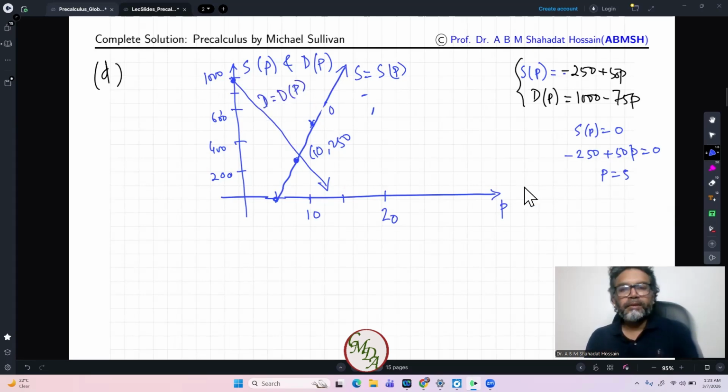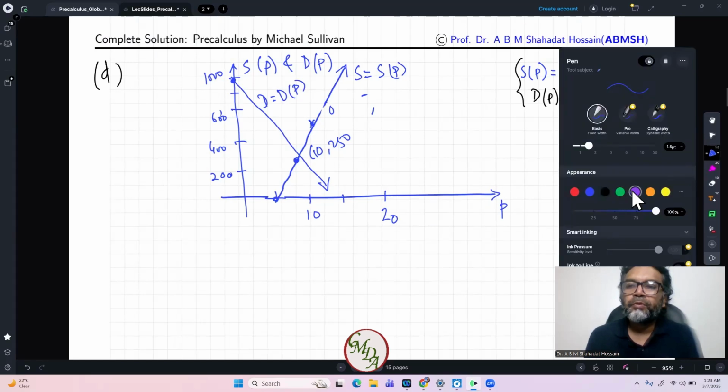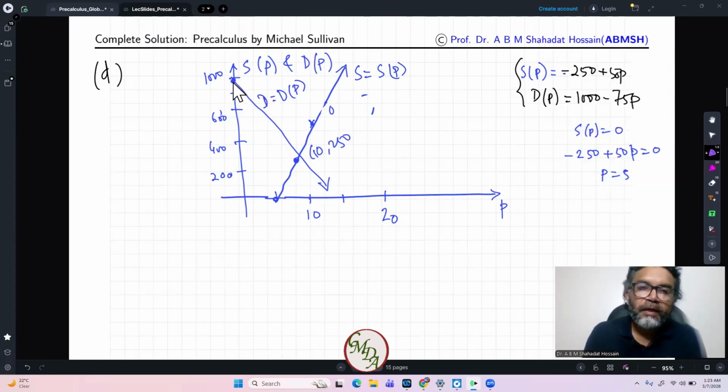So you can easily draw the supply and demand functions in one diagram. Maybe you can use a different color for this demand function to make it clear. So this is the demand, and this one is supply. So that's all from here.